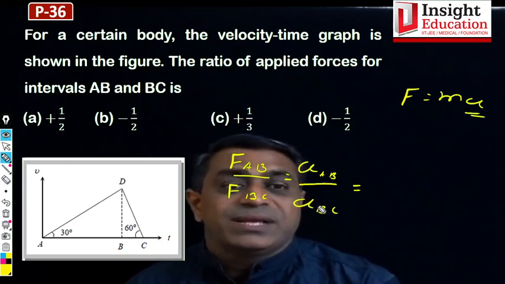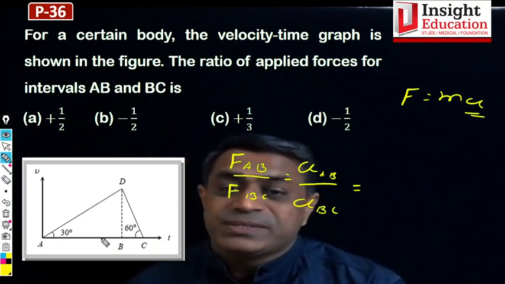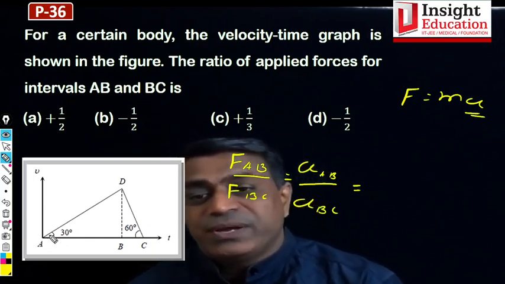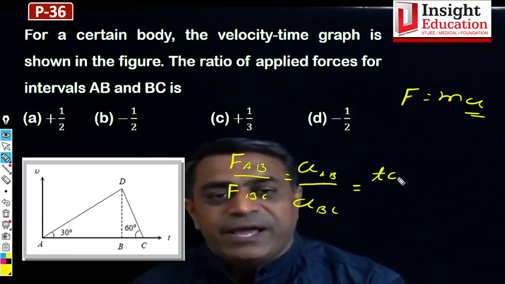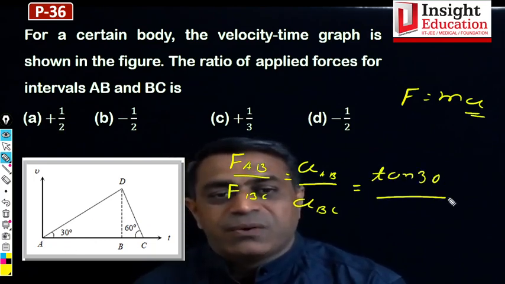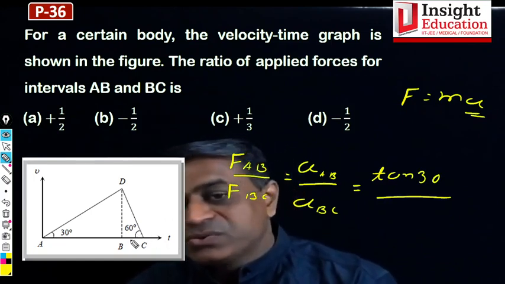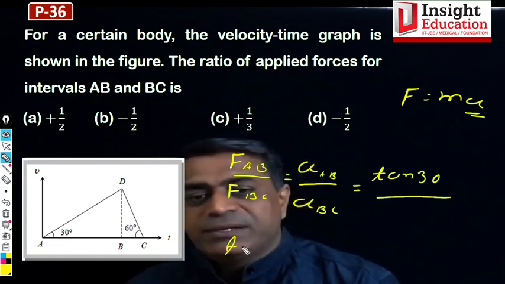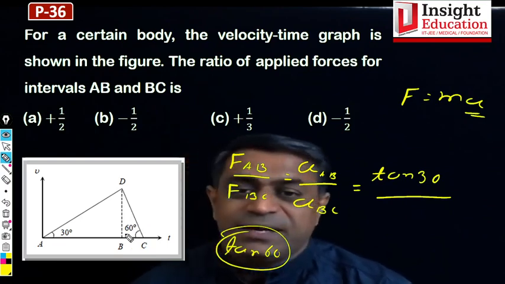The slope of the VT graph represents acceleration. So during AB, slope is equal to tan 30, so I can write tan 30. During BC, slope is equal to tan 60, so I can write tan 60.